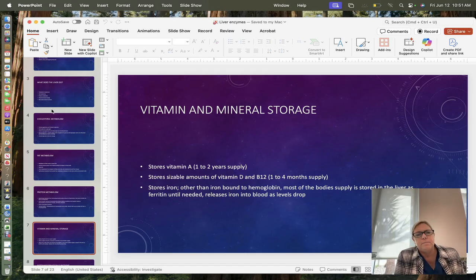So vitamin and mineral storage, we do know that it stores A. It does store some B12, about 1 to 4 months supply of D and B12. But remember, A, D, vitamin E, and vitamin K. It stores sizable amounts of vitamin D and B12. We have a 4 month supply there.